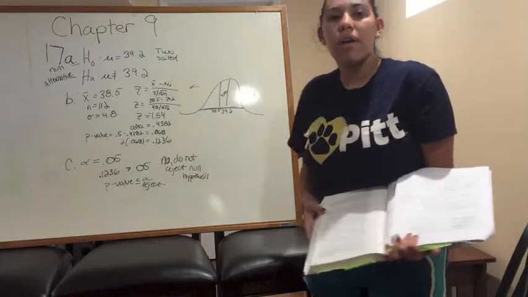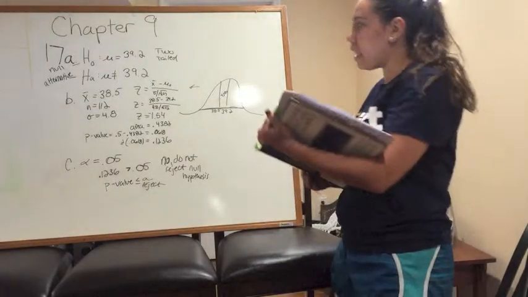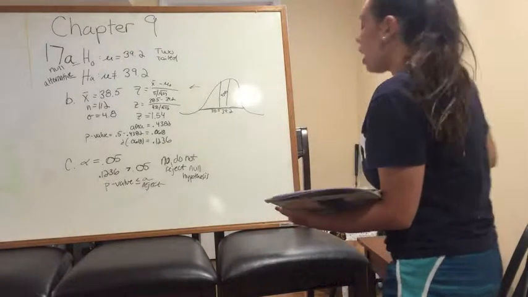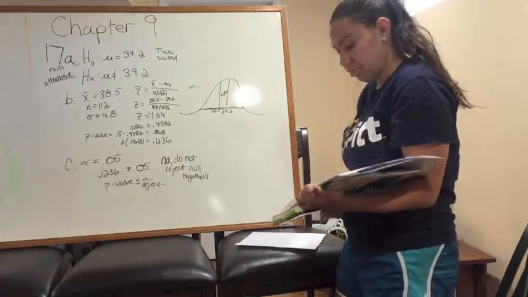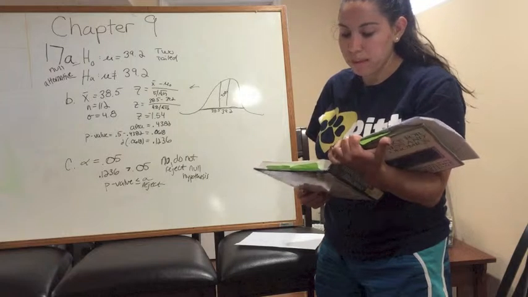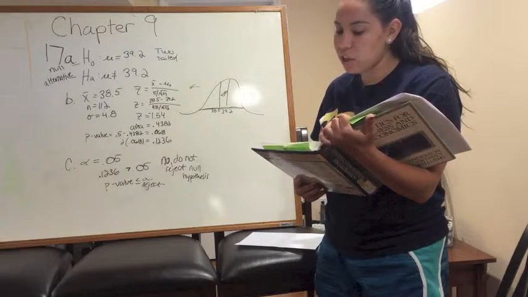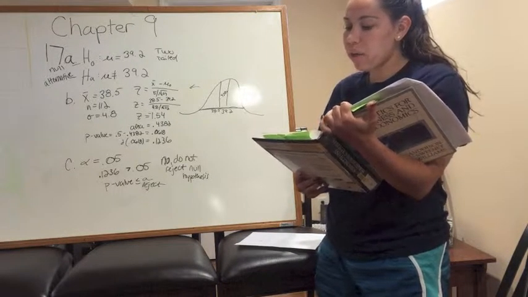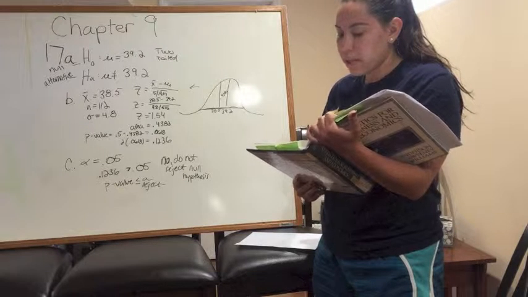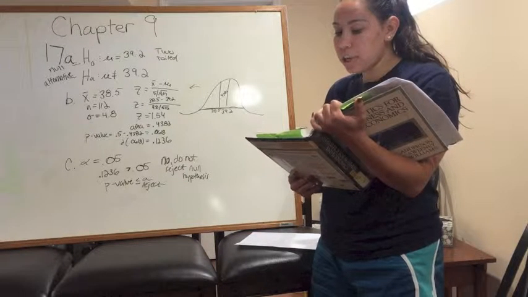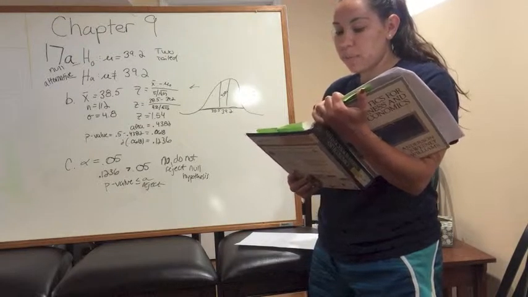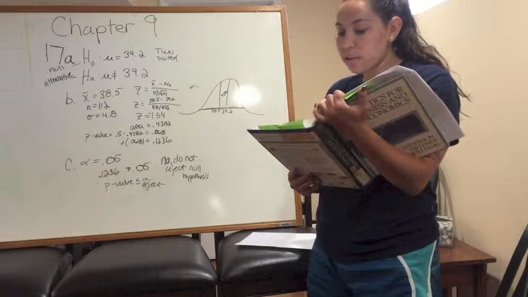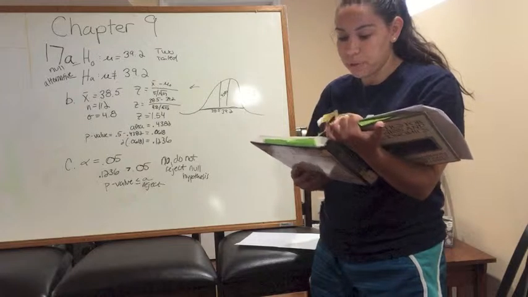Okay, and for our final chapter, it's chapter 9, and I chose to do number 17. So first I'll read it, and it states, the mean length of a work week for the population of workers was reported to be 39.2 hours. Suppose that we would like to take a current sample of workers to see whether the mean length of a work week has changed from the previously reported 39.2 hours.